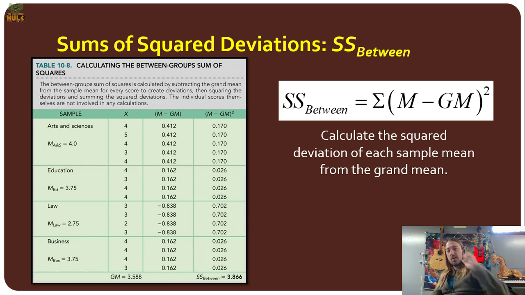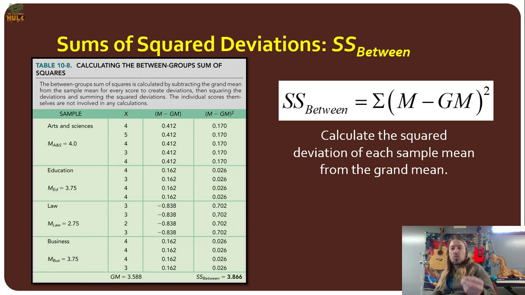The sum of squares between is our between groups variance, how individual groups as a whole differ from the entire group of scores. And so we need that grand mean again that represents the entire population of scores. And then we need the individual means of those particular groups, which we calculated in the last step. So this equation says the sum of squares between is the sum of the mean of the group minus the grand mean squared.